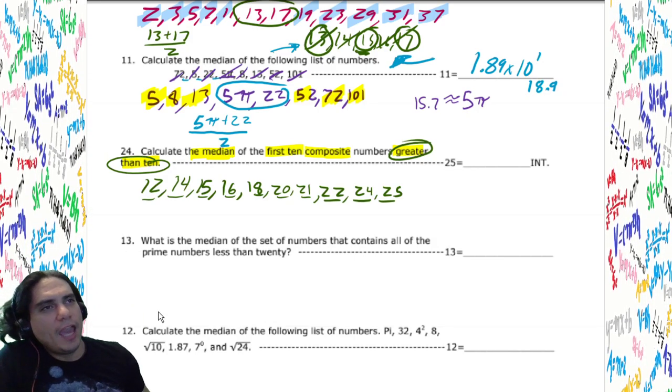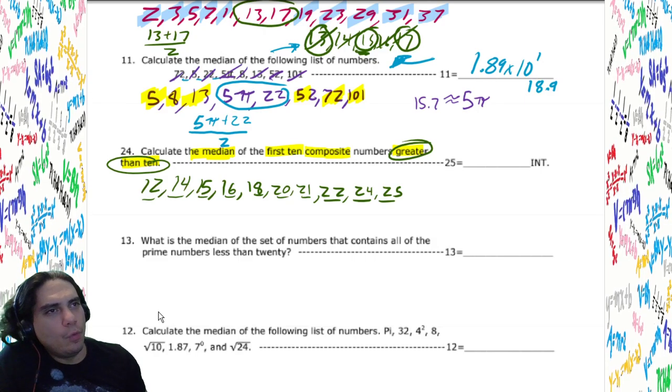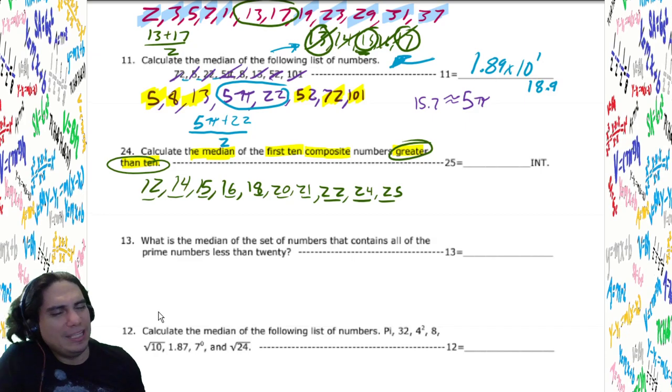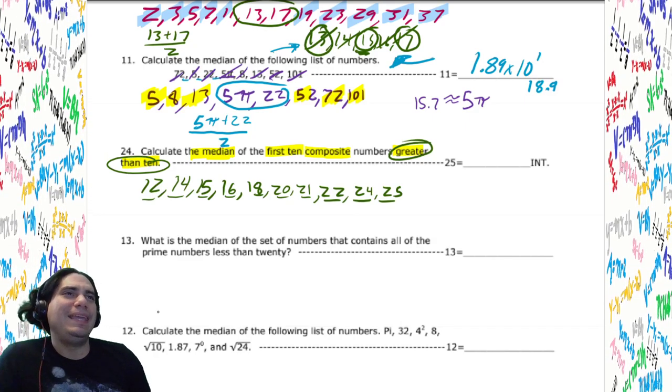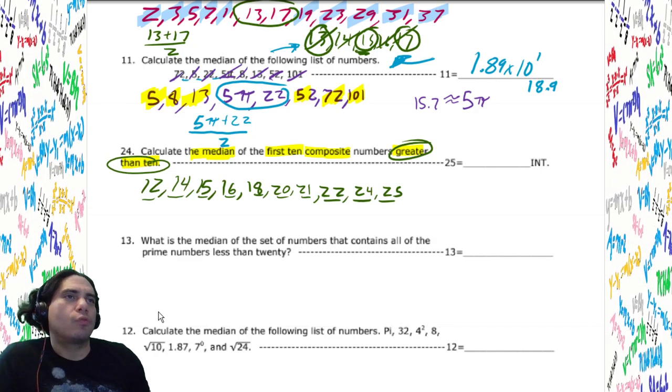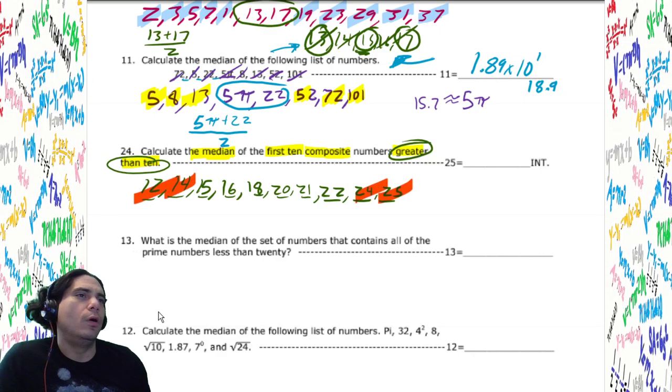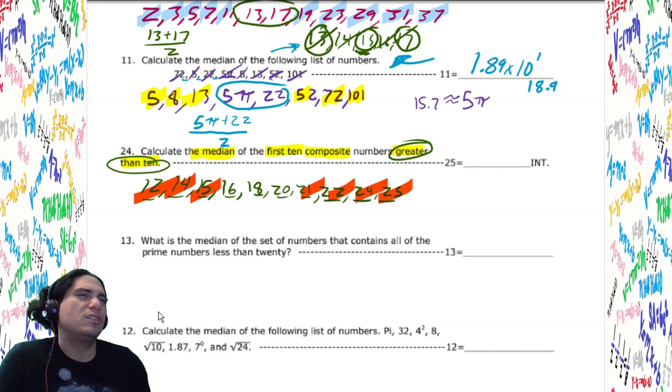Sorry about that. Anyways, let me add them up. Let me just make sure I got them. I got 1, 2, 3, 4, 5, 6, 7, 8, 9, and we got 10. So now we're going to find the median. So let me go ahead and start crossing out my endpoints. 1, 2, 3, 4. And we just keep working our way towards the middle.